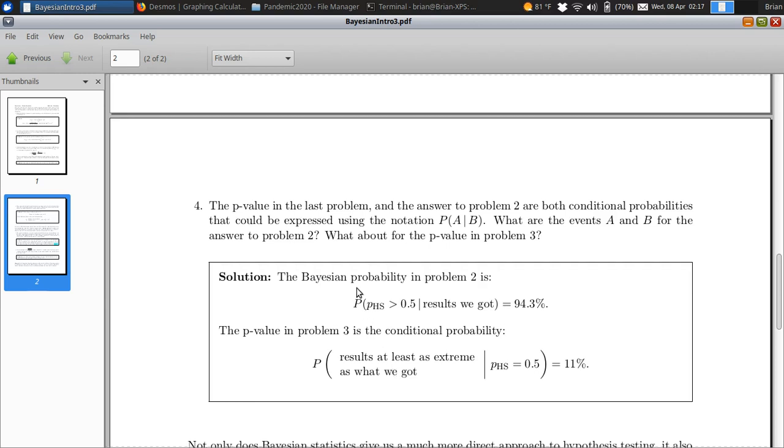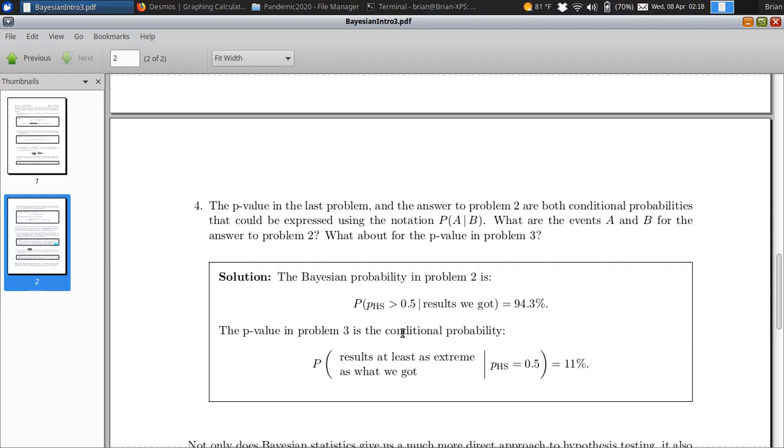So the Bayesian probability that I wanted to know was the probability of the percent of Hampden-Sydney students who were born in Virginia being greater than 50%. So P subscript HS is greater than 0.5, given the results that we got, given that in my sample, 29 out of the 47 students were born in Virginia. So that's a conditional probability. Always when you're doing a Bayesian statistics calculation, you're calculating a conditional probability, conditional on the sample data that you had. And that's a really nice way to do statistics.